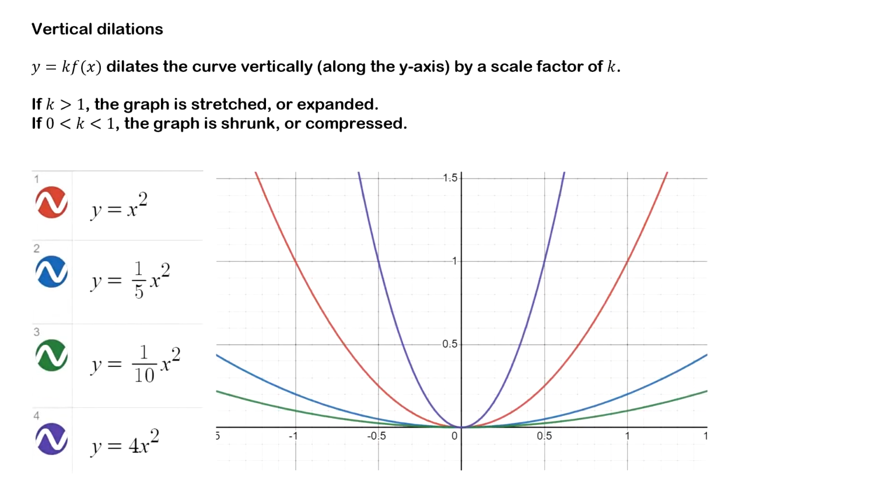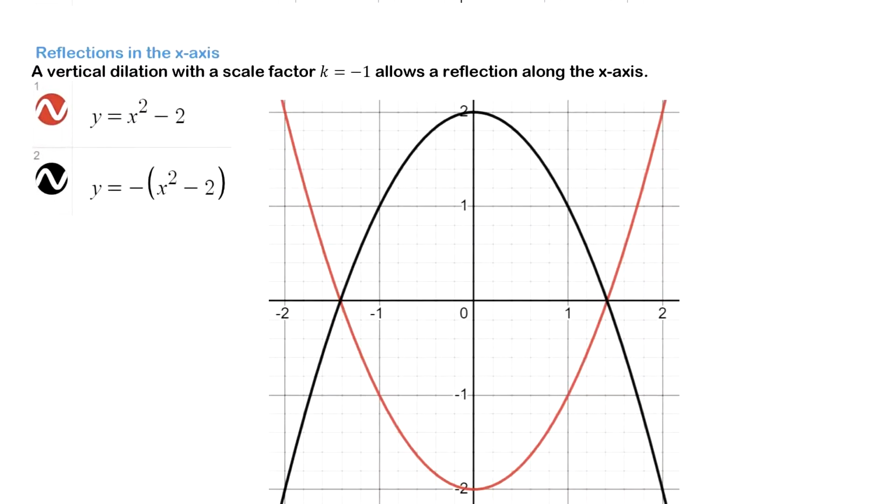On your screen you can see an example of the changing k factor for a function x squared. Remember also that there are reflections in the x-axis, and if the scale factor is negative, -1, this creates that reflection along the x-axis, and you can see the reflection of x squared minus 2 there when we make the scale factor -1.